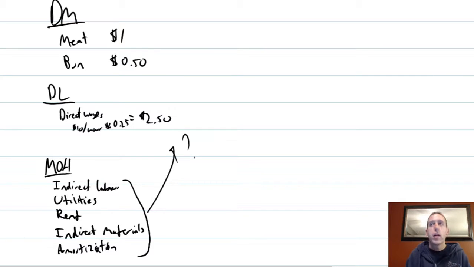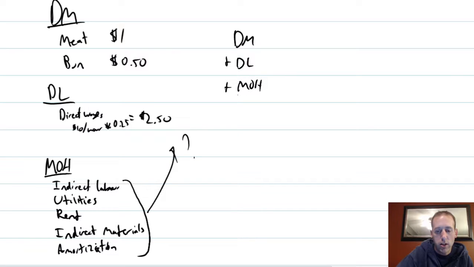Direct labor, that's the cost of the wages of the hands that were working on cooking the burger while they were cooking the burger. Overhead, those are the indirect costs of running a kitchen or running a factory, whatever the case may be. So those are my 3 sort of costs. And we call these 3 costs, we say we add DM, DL, and MOH together, and we get product cost. That's the cost of the product.